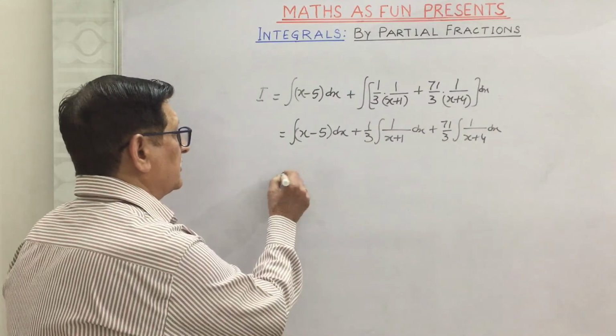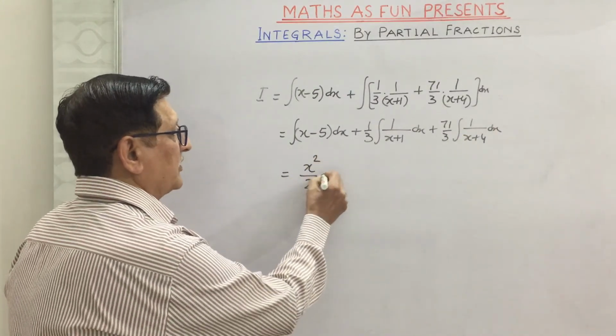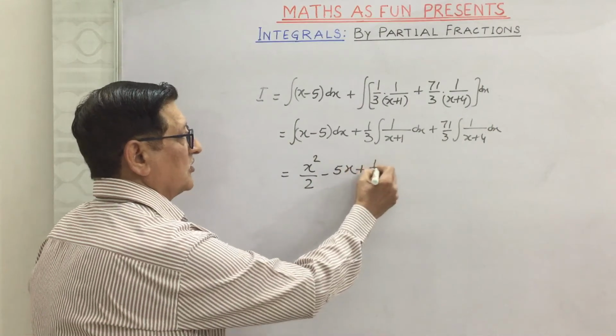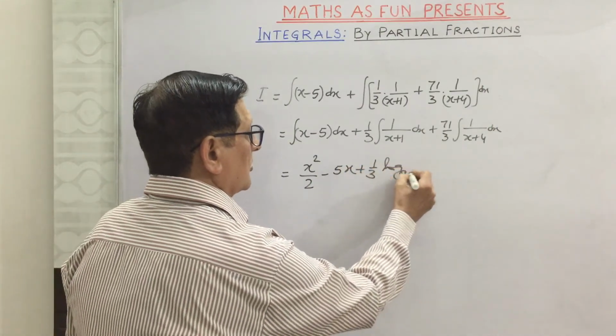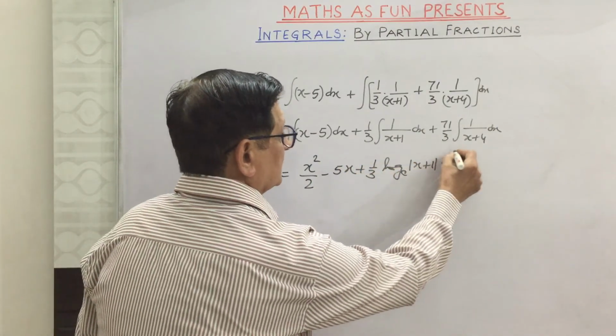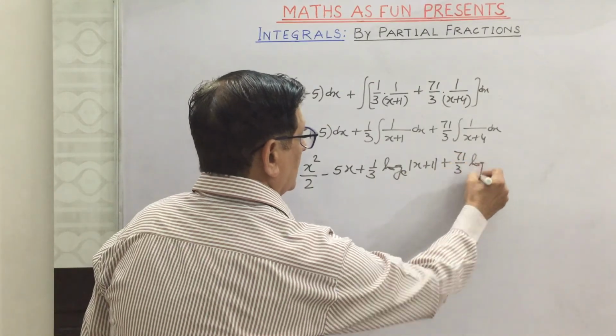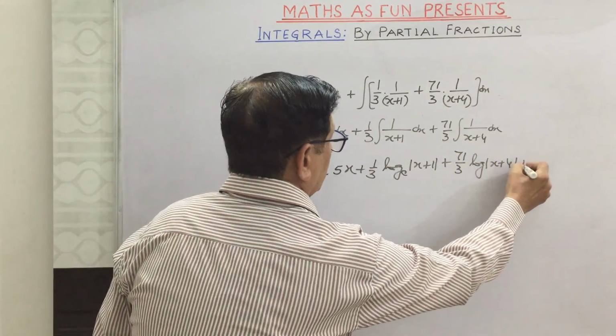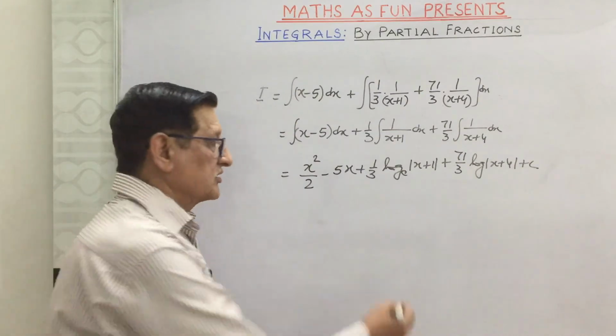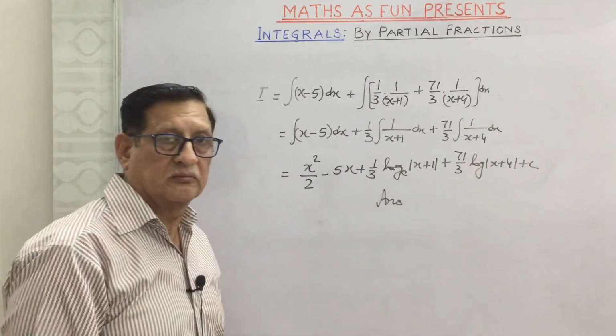Now we can write the integrals of each part. x square by 2 minus 5x plus 1 upon 3 log of x plus 1 plus 71 upon 3 log of x plus 4 plus c. And this is the answer to the problem.